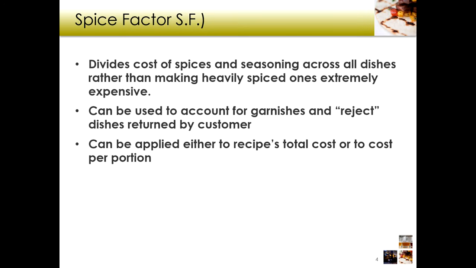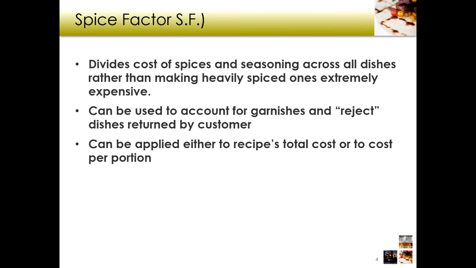It can be applied to either the recipe's total cost or the cost per portion. Because we're going to use a percentage, in the case of our couscous it was 3.1%, we can apply that to the small portion cost, or we can apply it to the whole recipe before we divide it by the portions. Because it's a percentage, it will act differently on a larger number. You'll get a different value on a larger number than you do on a smaller number, right?